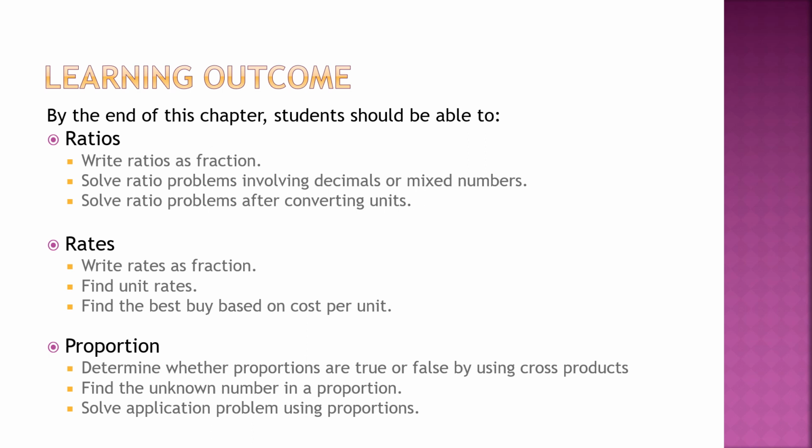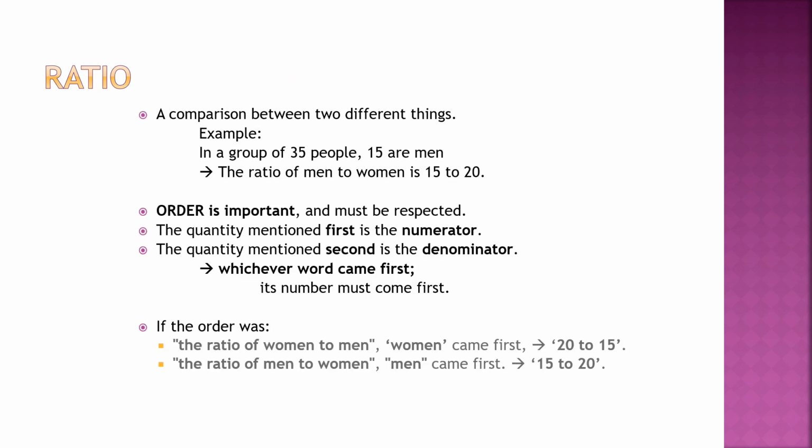We have done a little bit of this in chapter 2 actually. Find the unknown number in the proportion. We have done this in chapter 2 as well, when you cross multiply and find it. And you solve application problems. Alright. Now let's look at ratio.